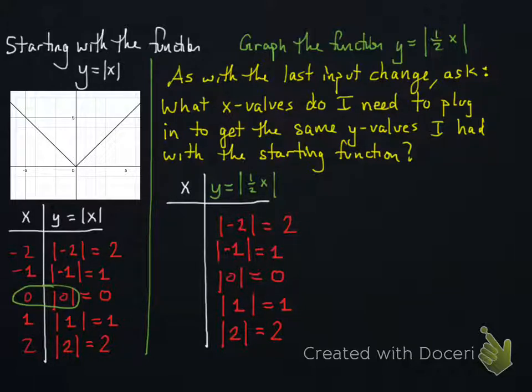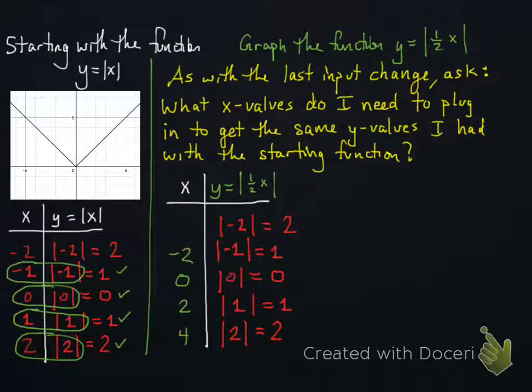Let's start easy. In order to get 0 inside the absolute value, we must plug in 0 for x in our function y equals absolute value of 1/2 x. Next, what do we have to plug in to absolute value 1/2 x in order to get 1 in the absolute value? And that would be 2 for x this time. Then ask, how do we get 2 in the absolute value? Plug in 4 for x.